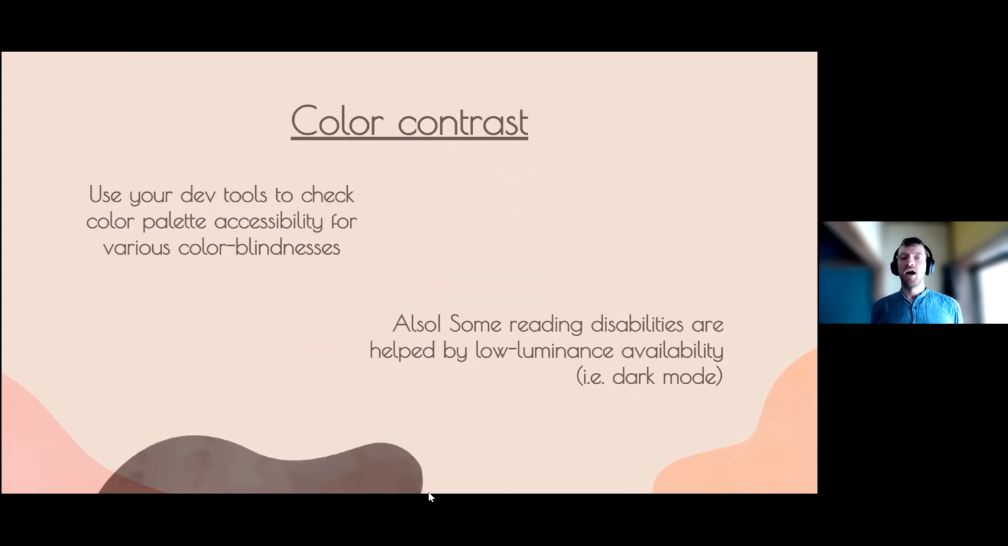Color contrast. This is a big one. You can use your dev tools to check the color palette accessibility for various different kinds of color blindness. And we'll show an example of this later on. But before we step away from this, this is something that I really recently learned. A lot of reading disabilities are helped by low luminance availability, which is to say dark mode. So having a dark mode option on your website makes it more accessible.